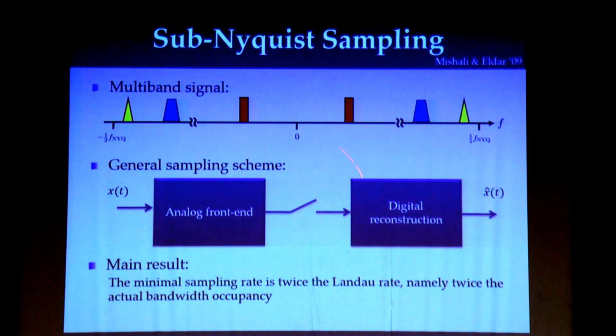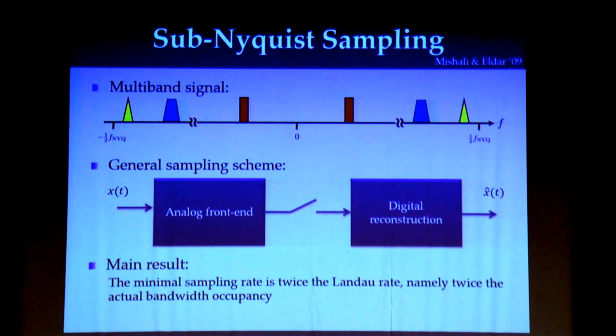And so we don't want to sample this signal at its Nyquist rate. What we want is an analog front end at the beginning that aliases our signal. We'll sample our signal at a sub-Nyquist rate and reconstruct it digitally. And as Janina said before, the minimal sampling rate for this kind of scheme is twice the Landau rate, which is twice the actual occupancy here. So if we have n bands, each with a bandwidth of b, the minimal sampling rate is 2nb. So this is theoretical.